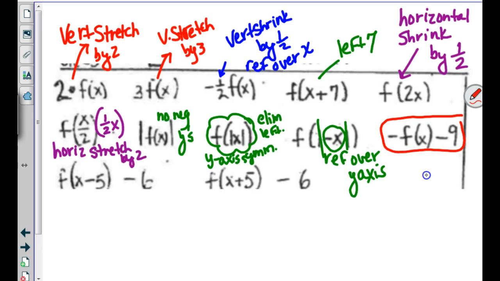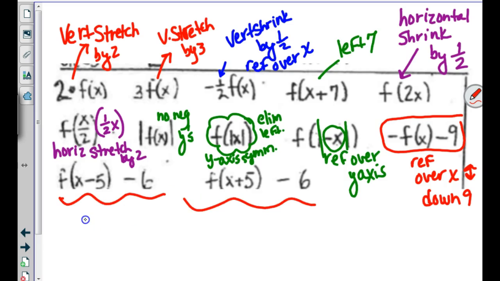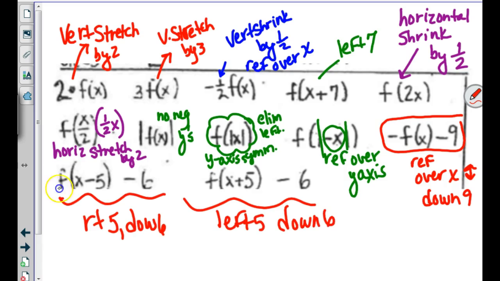Two things. The order you should tell me is this one first, reflect over. So it's going to flip this way, and then it's going to shift. Good job. Okay, this is an easy one. Two things. What's happening? This one's right 5 down 6. This one's left 5 down 6. Okay, here we go.